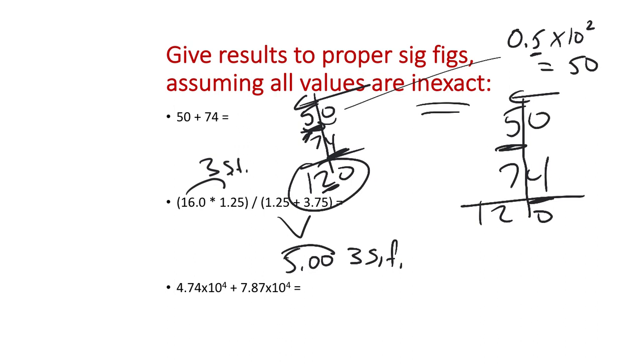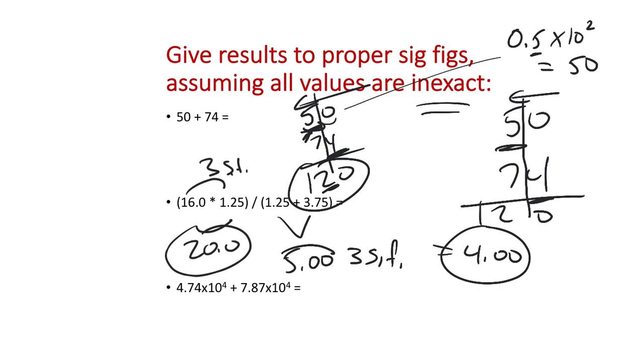So I'm just going to do 16.0 times 1.25. So I get 20 on my calculator. So it's really 20.0 if we were noting this down. 3 sig figs, and then divide by 5 would go to 4.00. 3 sig figs divided by 3 sig figs, we keep all 3 sig figs.